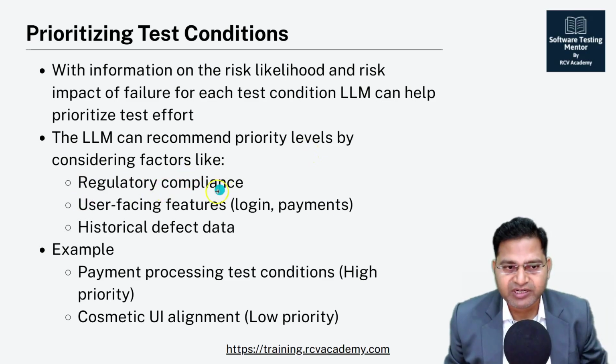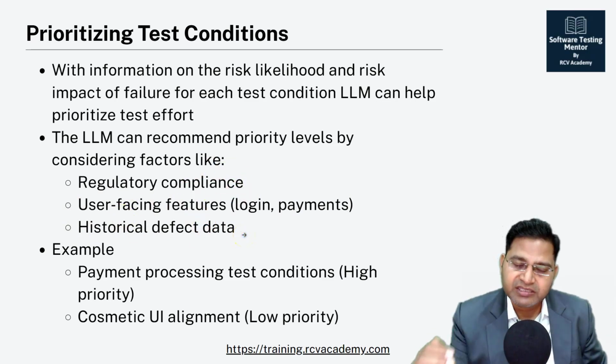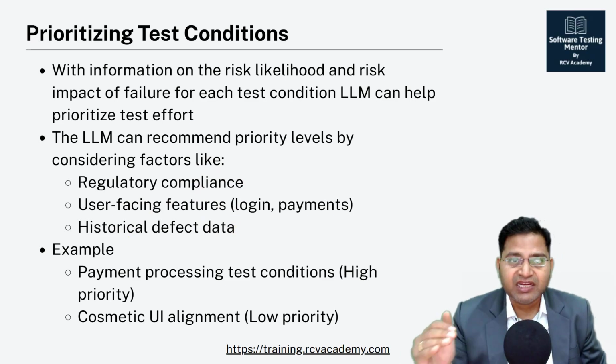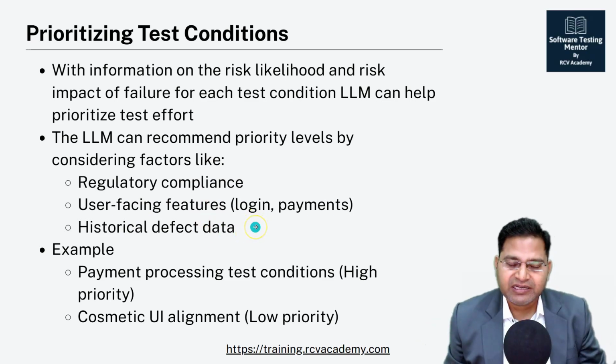For example, regulatory compliance, user-facing features, login, payments, historical defect data. So the more data it has, based on the risk likelihood, risk impact and other important data, for example regulatory compliance and historical defect data, it can easily provide you the high-level priority levels. You can then see if the priority level is acceptable, or update it if it is not 100% correct, review it and then use it. But the overall time will be reduced a lot.